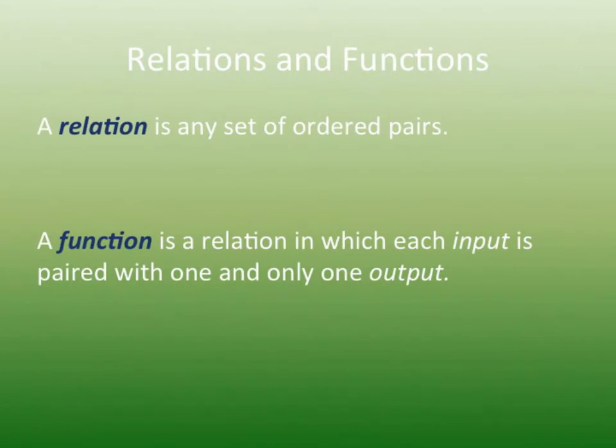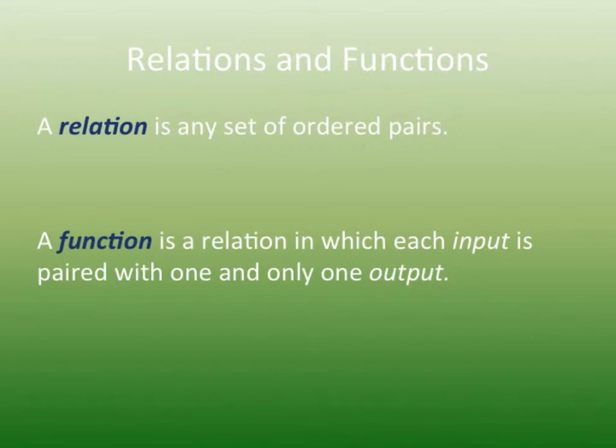Let's formally define a function. First, we will consider a relation. A relation is any set of ordered pairs. A relation can be represented by a list of ordered pairs, by a table, by a graph, or by a mapping diagram. We will look in more detail at each one of these representations later in this video and tomorrow in class.